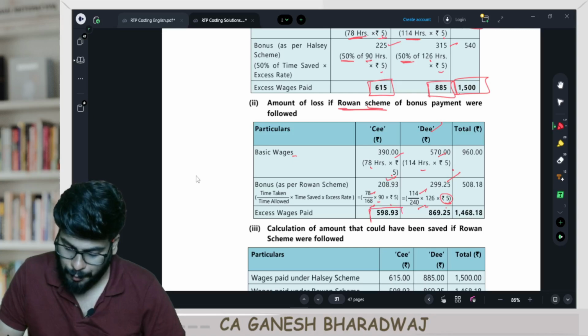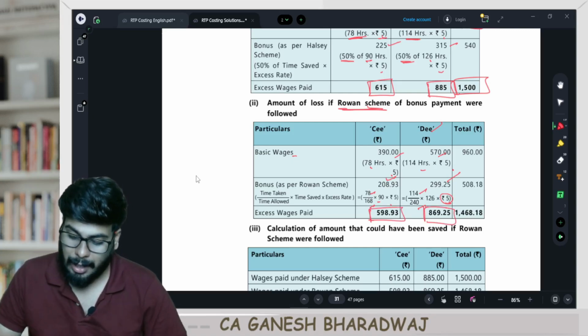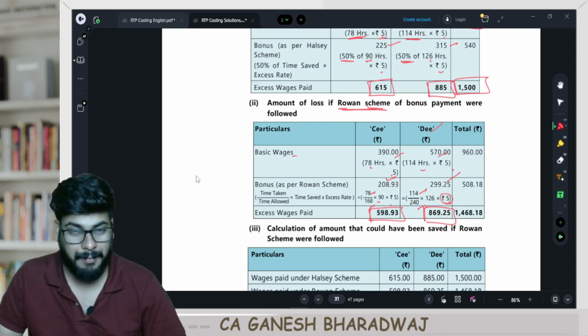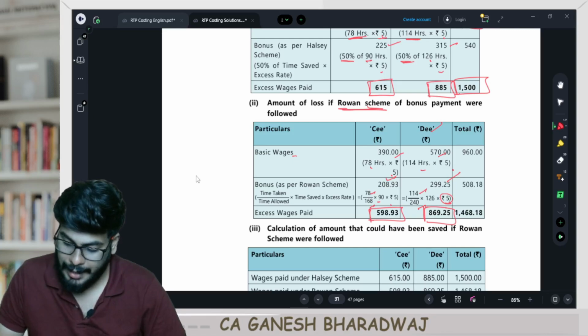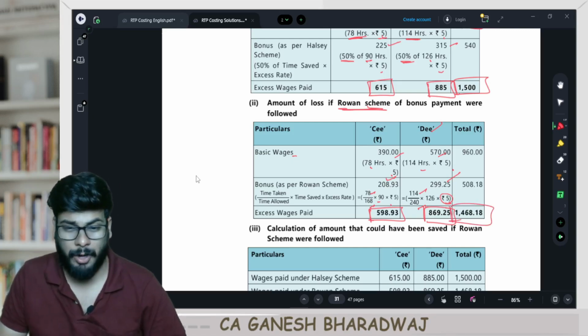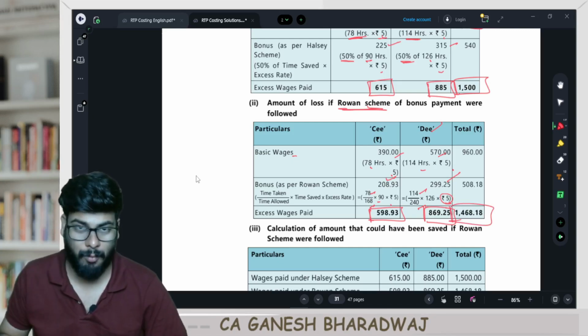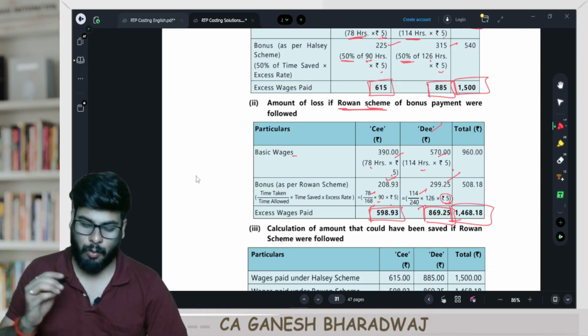So you add up the two. Under Rowan scheme, they are paying extra of 598.93, right? The incorrect amount, and 86 for C and 869.25 for D. You add up the two, you get 1468.18. That's the total amount they will be paying more if they were following, they are paying incorrectly if they were following Rowan scheme.